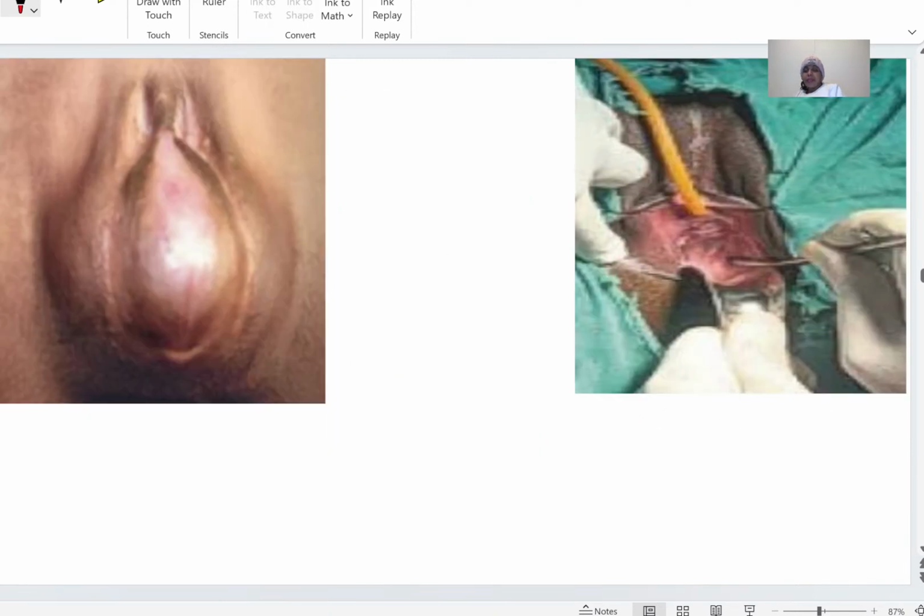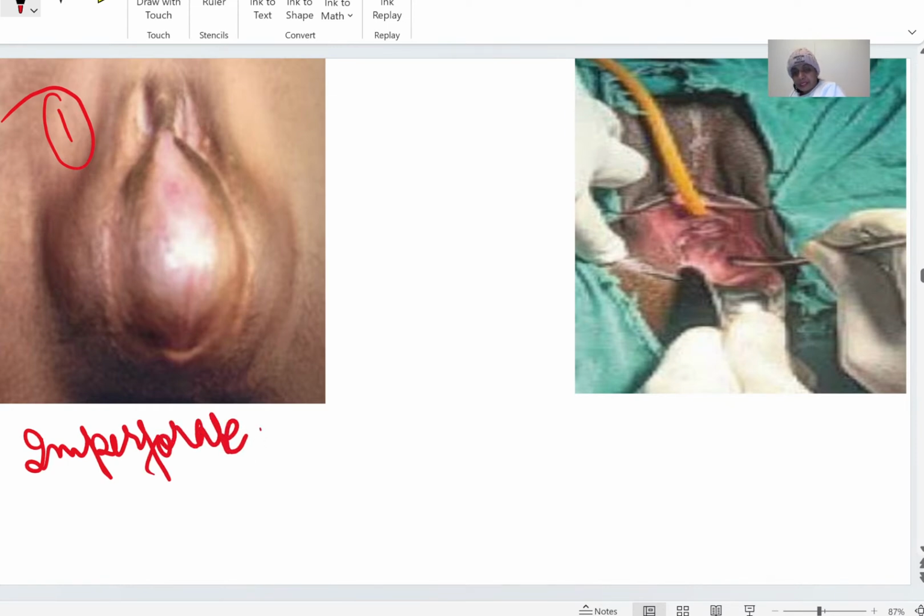Come on everybody. A primary amenorrhea patient presents with this finding. What is your diagnosis? Imperforate hymen. What is the FSH here? FSH will be normal.